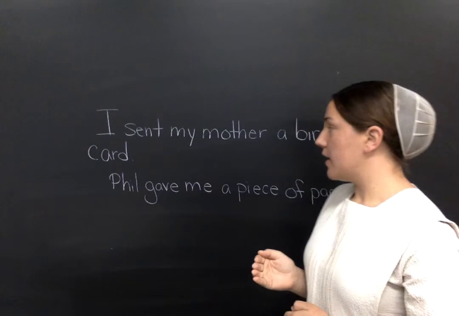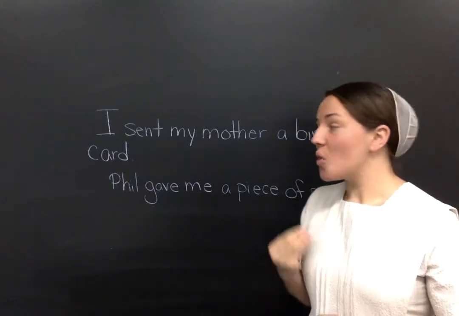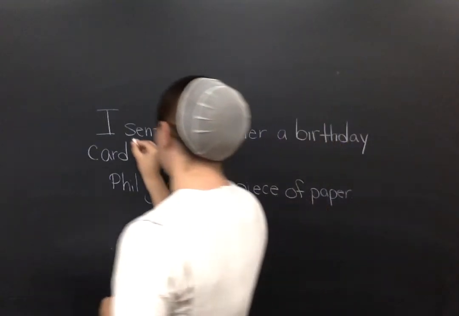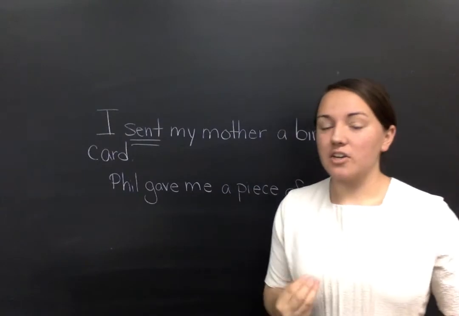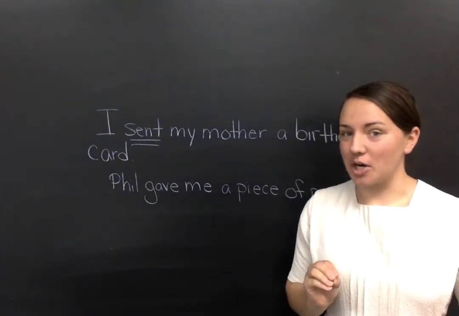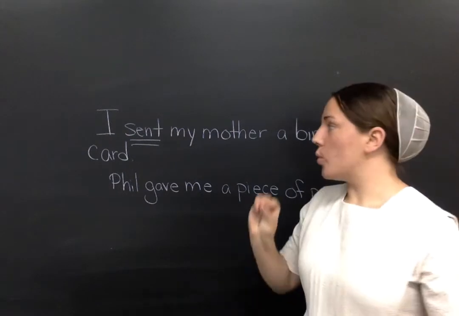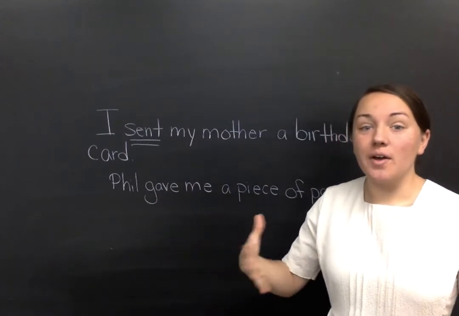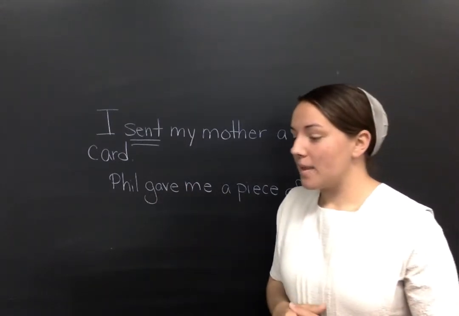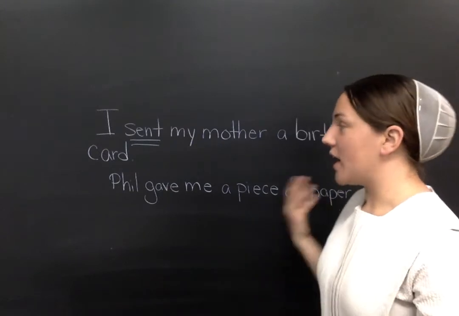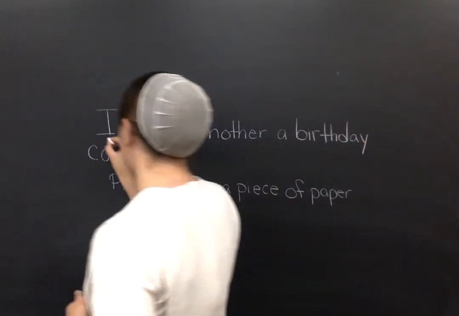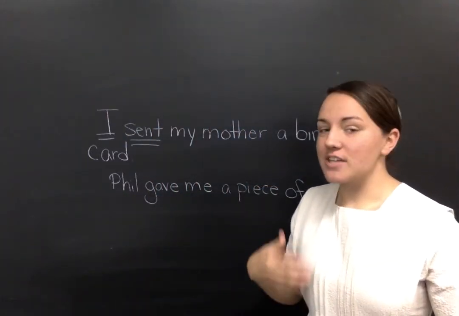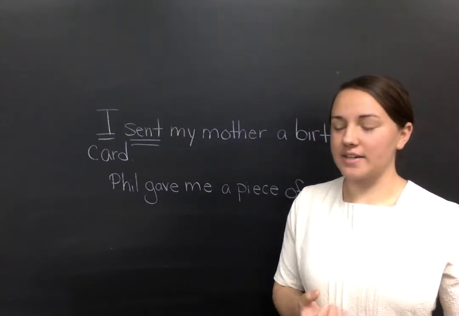Now, find the verb. Is the verb action or being? What's the verb in this sentence? Sent. Sent is the verb. Now, direct objects and indirect objects only come after action verbs, not being verbs. So, is this an action verb or a being verb? It is an action verb, so we could have a direct object after this. Now we need to find the subject. Who or what sent? I is the subject. I sent. Now put the subject and verb together and ask whom or what to find the direct object.